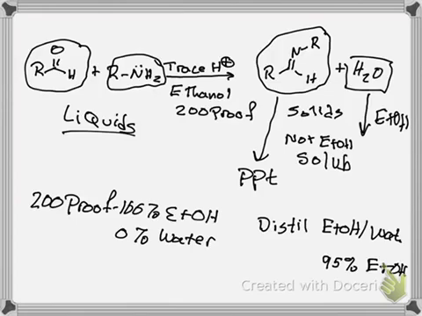And then by the end, after a couple hours, you're going to have a solid imine in the bottom of your Erlenmeyer with unreacted aldehyde and amine in the ethanol solution on the top. So all you do is filter this and wash the solid with water. And there's your imine. It usually does not require any further purification.